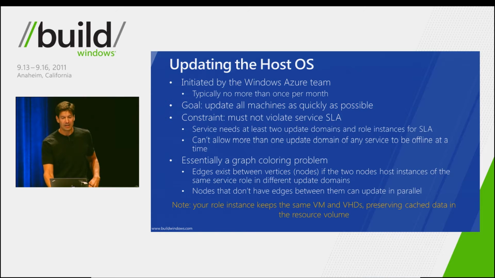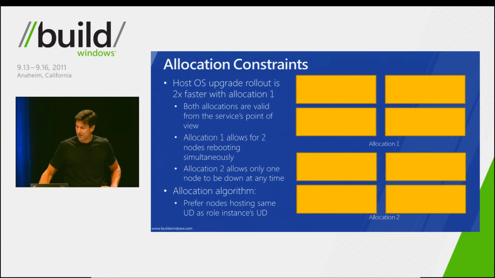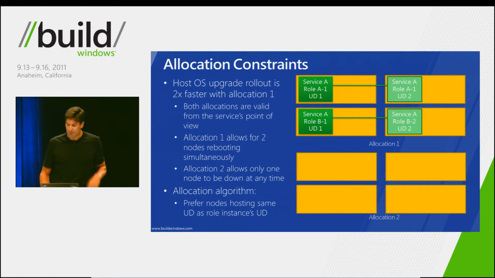Now, updating the host operating system, that's something we do about once a month. We march through update domains. We never take down 2 instances across different update domains. And what that means is that we've got a placement issue. If we fragment update domains, if we put update domains from different services on the same blade, we can end up where we've got to basically march through all 1,000 or so machines in a cluster sequentially to update the host OS, because we have to honor your update domains. So this is an example of 2 allocations.